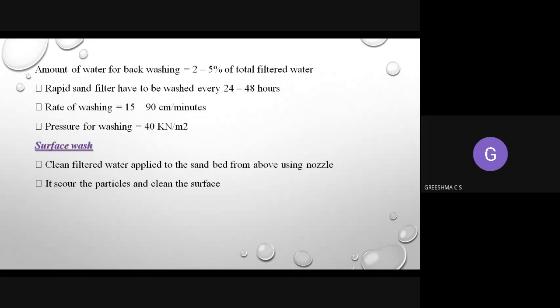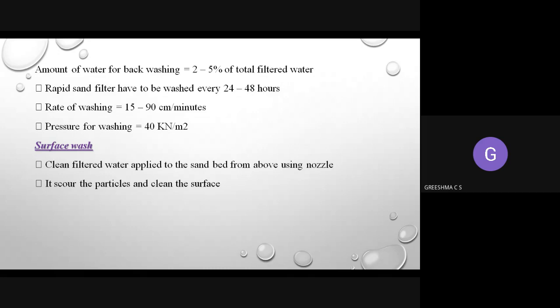Next one is surface wash. The clean filtered water is applied to the sand bed from above using a nozzle. It scours the particles and cleans the surface. So apart from backwashing, you will also be washing the surface.